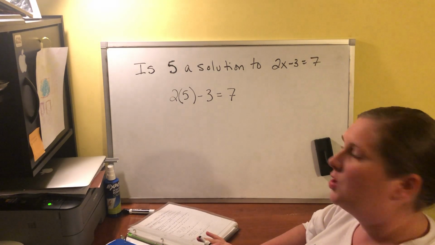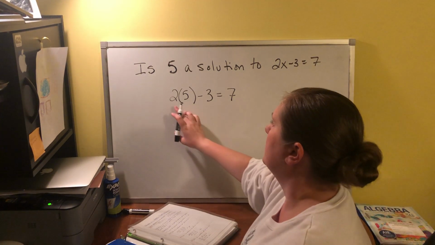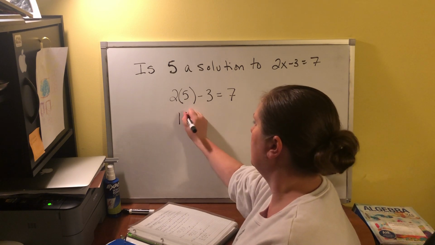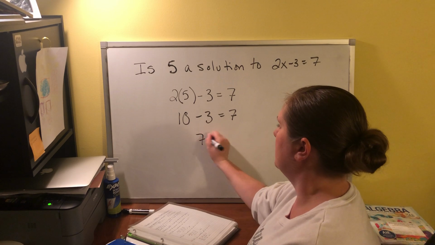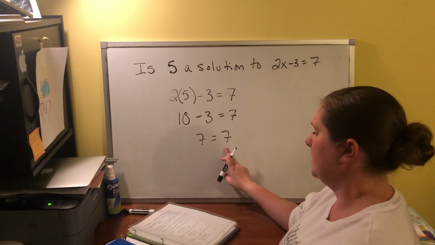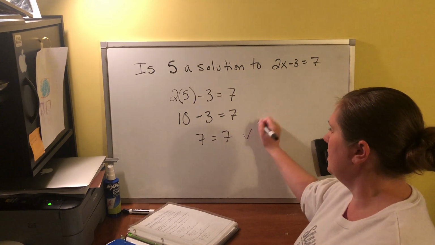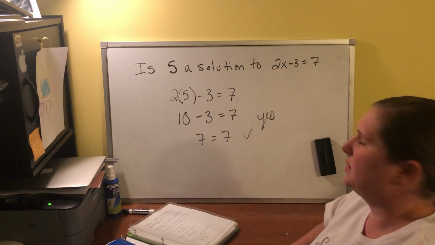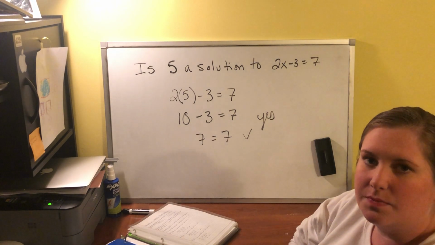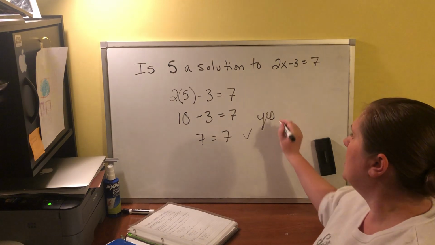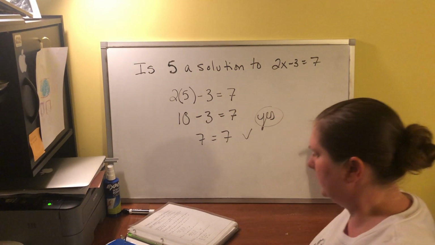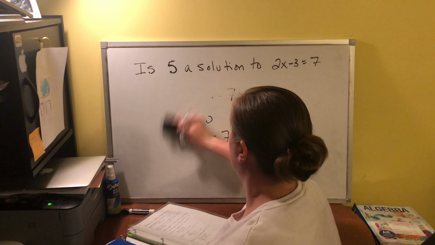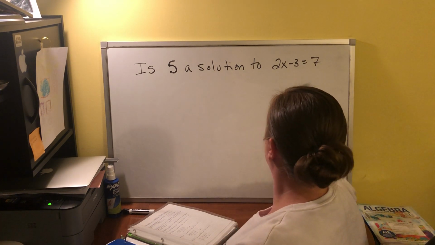Okay, so now that we substituted that value in, we're going to go ahead and solve. So 2 times 5 is 10, minus 3 is 7. So 10 minus 3 is 7. 7 equals 7. So this is good. So our answer is yes, 5 is a solution. Okay, so that would be your answer. It would actually be a yes or no answer, and for this one it's yes because 7 equals 7. Okay? All right, let's do another.